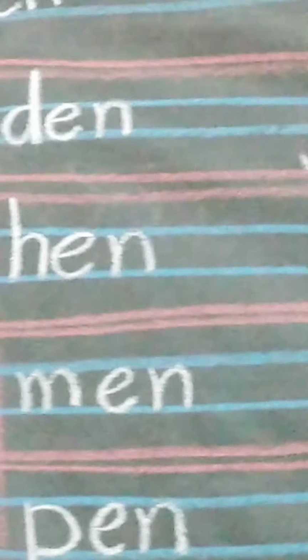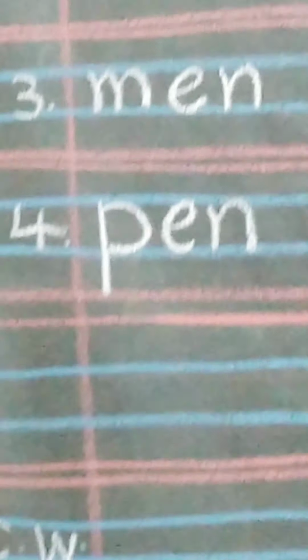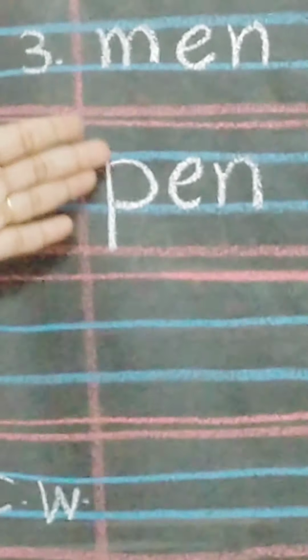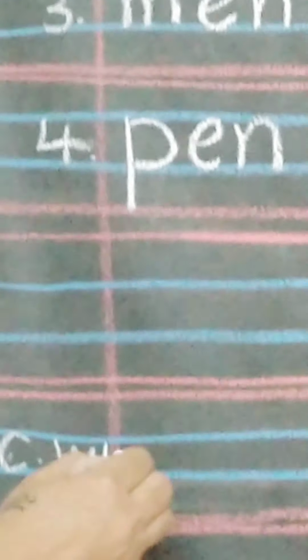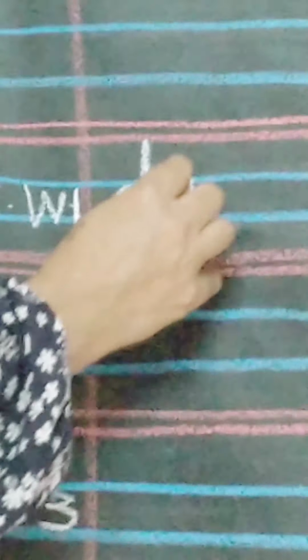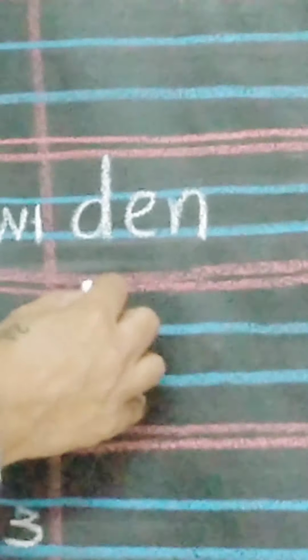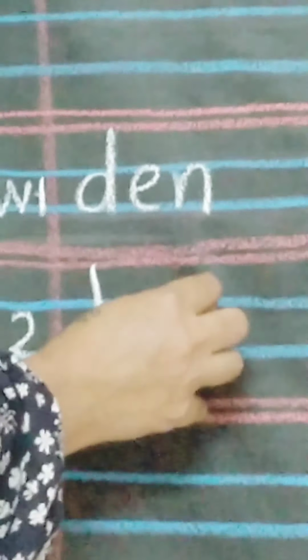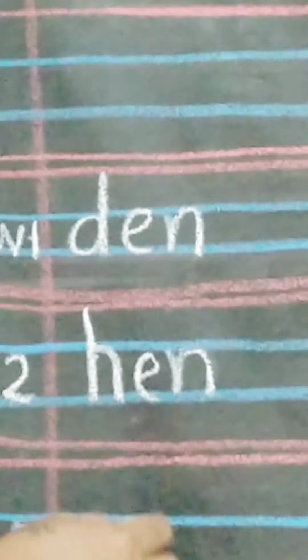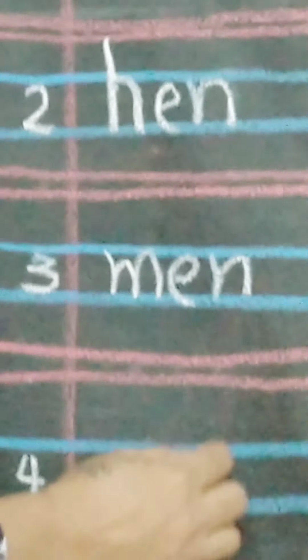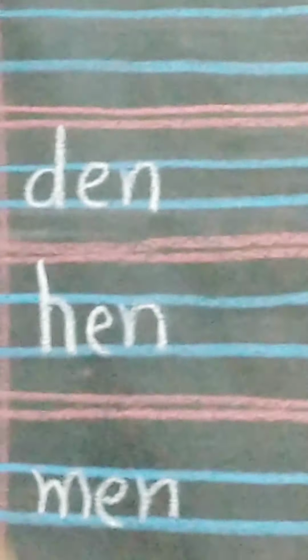Now, come to this page. Here, we already completed all our sounds, but after completing, leave one line, and here teacher has written CW. So what we have to do? Again, we will write this. So in the margin, again write 1, 2, 3, 4. D, E, N, Dan. Then H, E, N, Hen. M, E, N, Man. And P, E, N, Pen. So these are E N sound words.